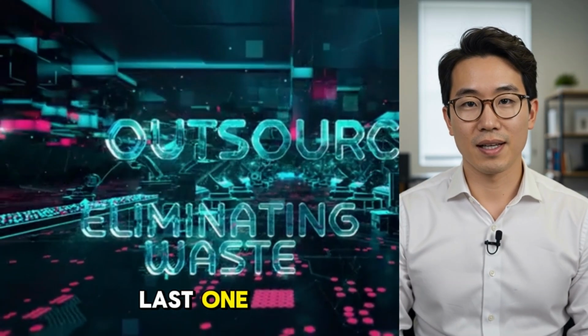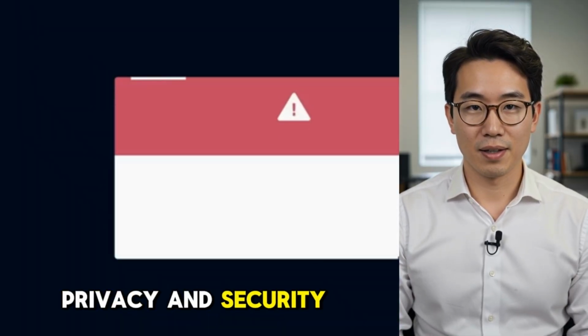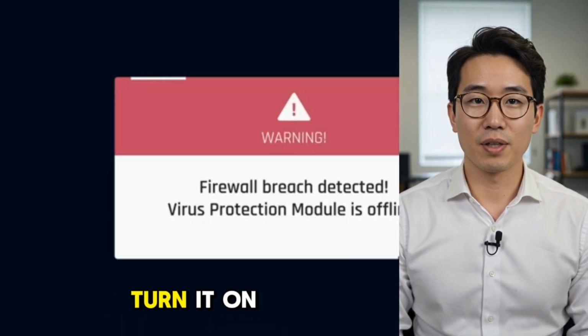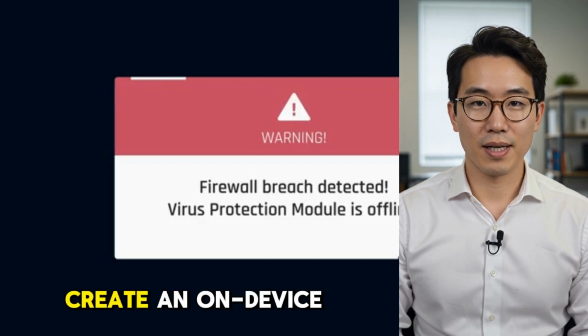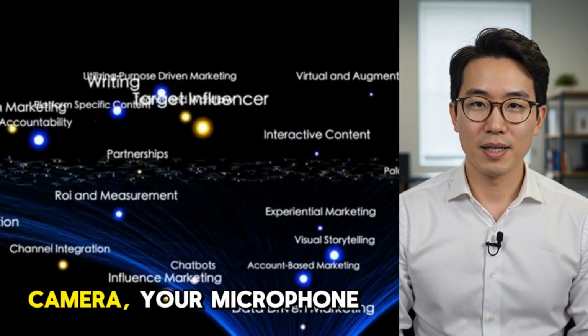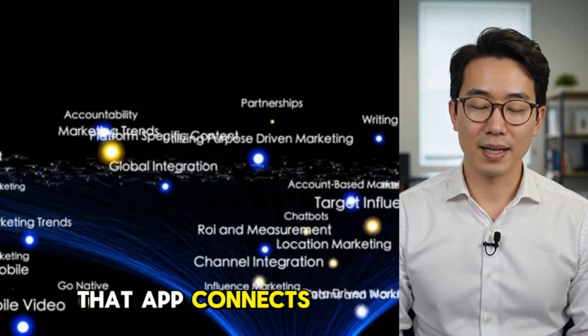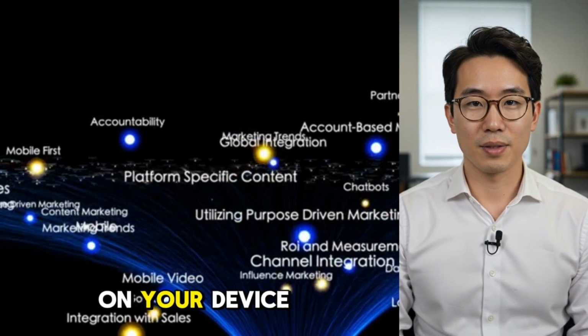Here's the last one, and it is the most underrated setting in this entire video. Go to Settings, Privacy and Security, and look for the App Privacy Report. Turn it on. What this does is create an on-device log of every time any app accesses your location, your camera, your microphone, your contacts, or your photos, and every network domain that app connects to after doing so. The data stays on your device.